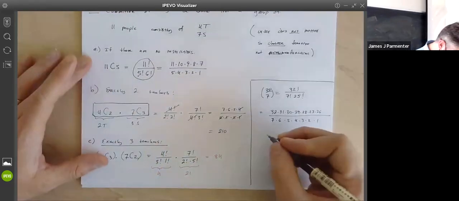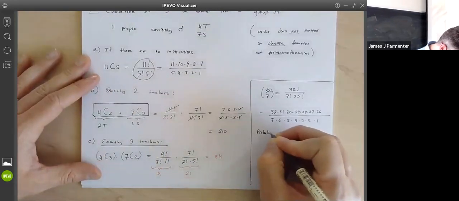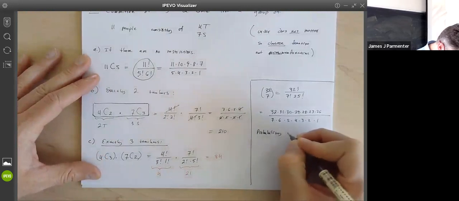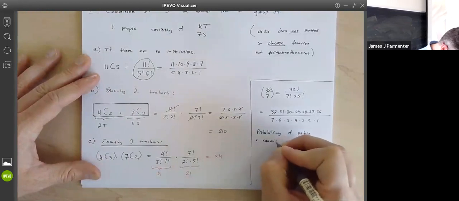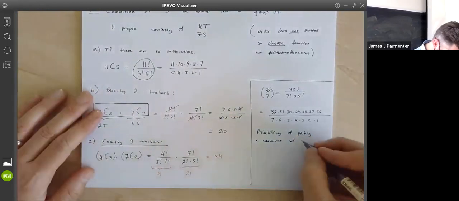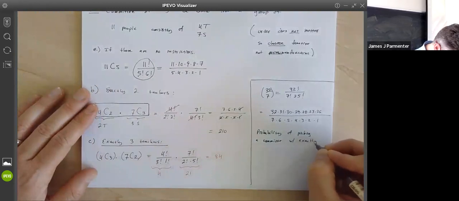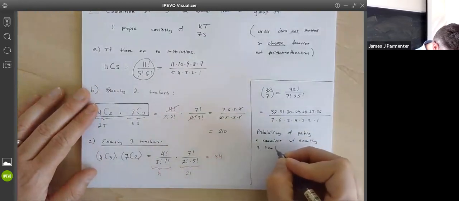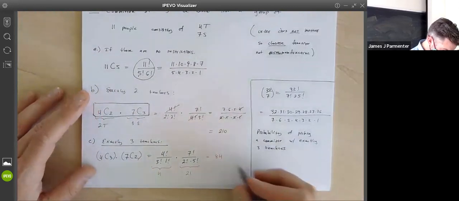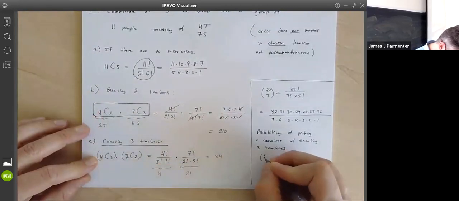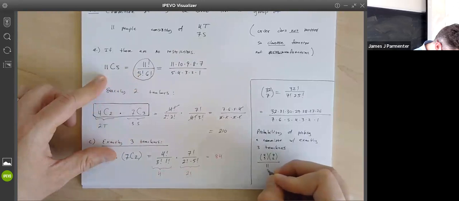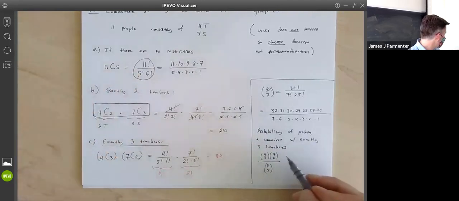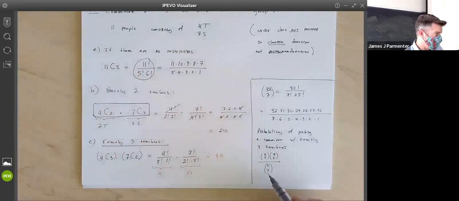So in fact, that's a good, yeah, if I want to find the probability of picking a committee with exactly 3 teachers, it is important to look for that word exactly. It would be the 4 choose 3 times 7 choose 2 divided by the 11 choose 5. The number of ways of getting a committee with 3 teachers divided by the number of ways of getting a committee with any 5 people. Good question. Yeah.